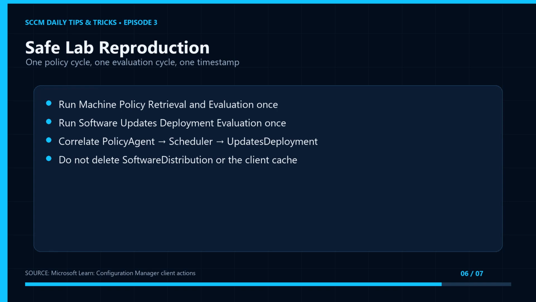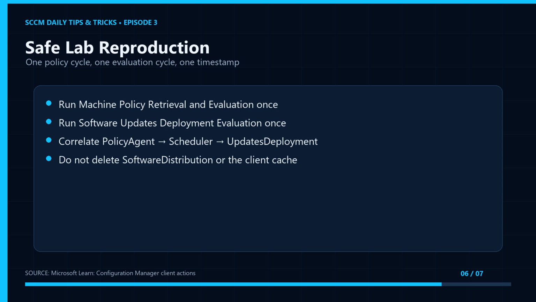In the Configuration Manager control panel applet on one approved lab endpoint, run machine policy retrieval and evaluation cycle once, then software updates deployment evaluation cycle once. Record the start time and follow PolicyAgent, Scheduler, UpdatesDeployment, and UpdatesHandler. This is a controlled reproduction, not a remediation.